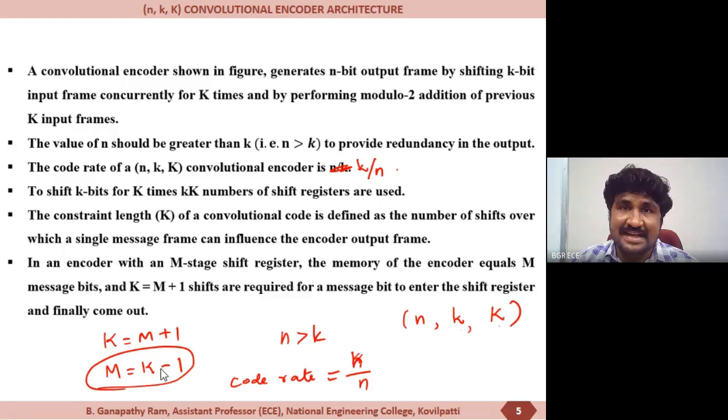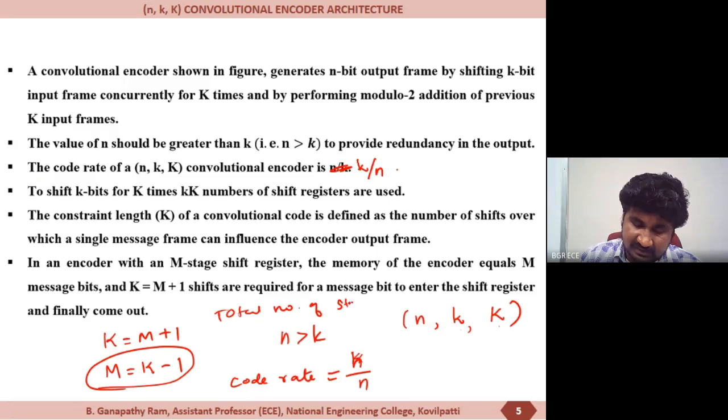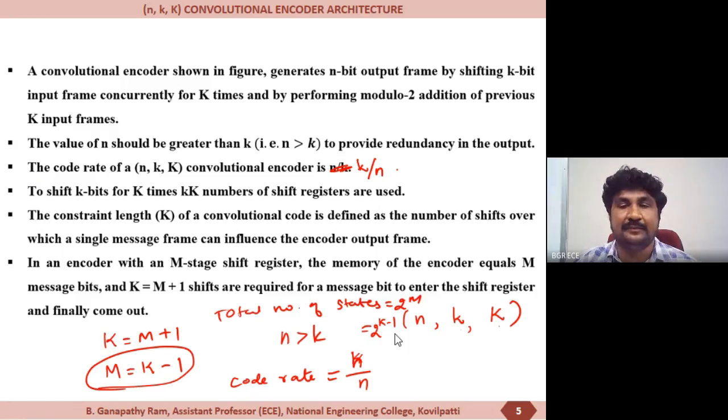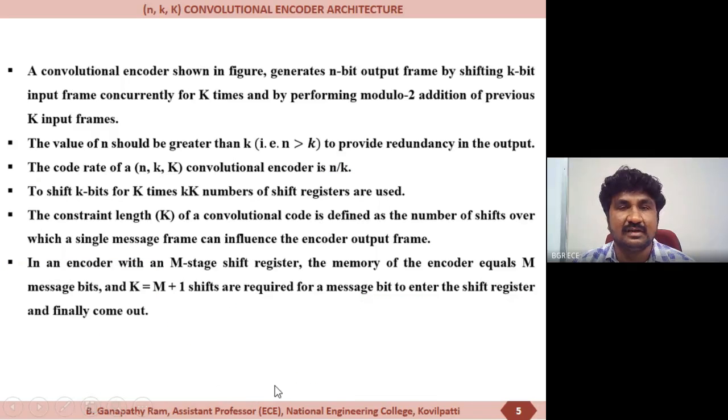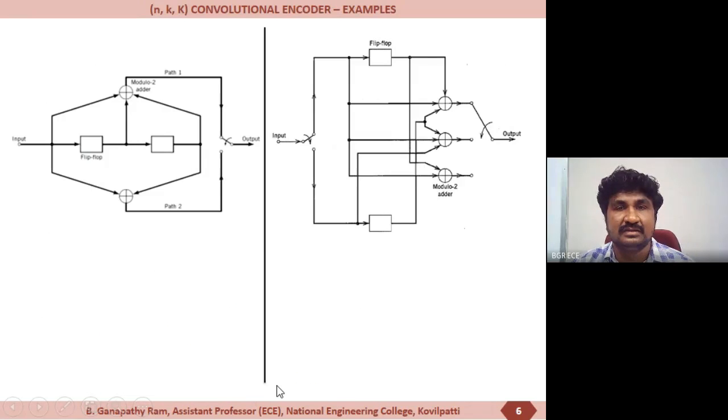So the number of states is determined by this m number of bits, so that the total number of states will always be 2 to the power of m, which will be equal to 2 to the power of k minus 1. Here there are two examples.